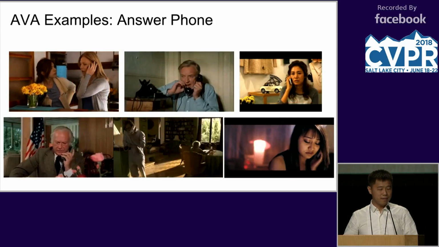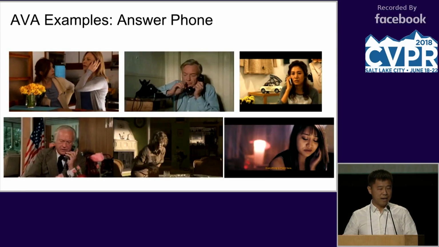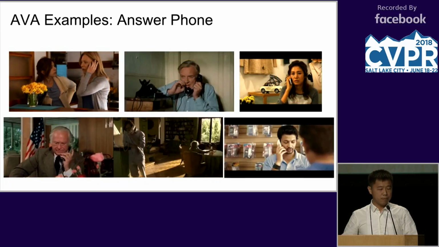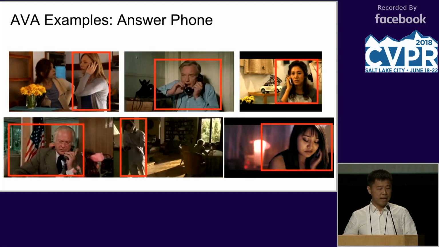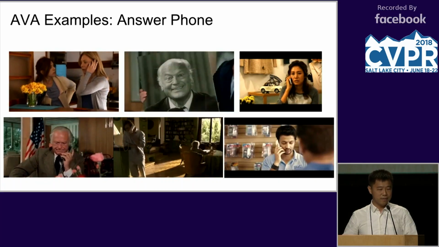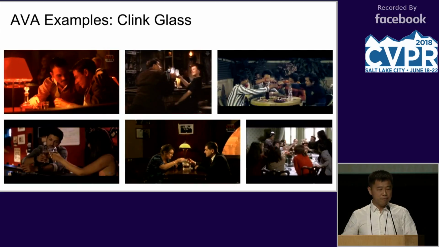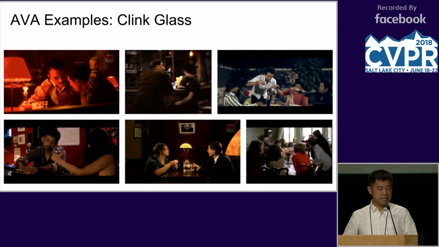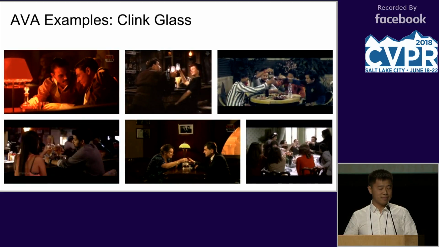As we can see, each atomic action is defined from 3-second segments, and each person performing the action is characterized by a bounding box in the middle frame of each action. As we can see, even though multiple people can exist in the scene, each action corresponds to one bounding box.